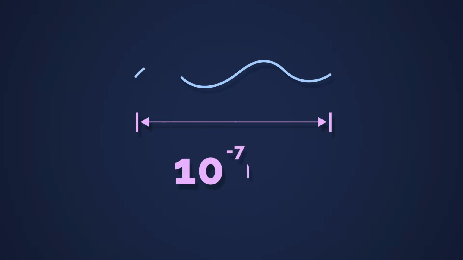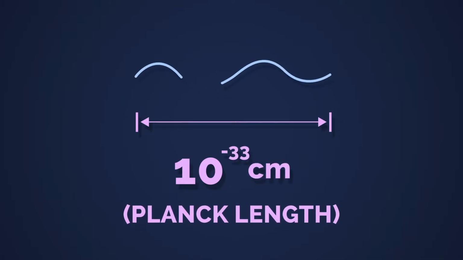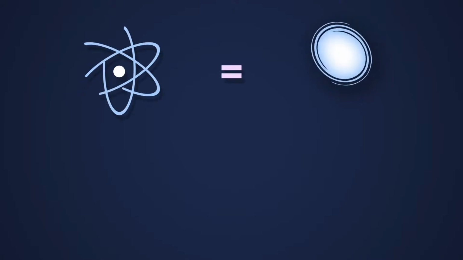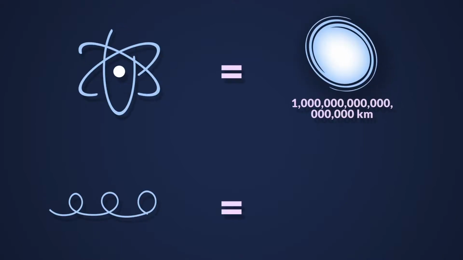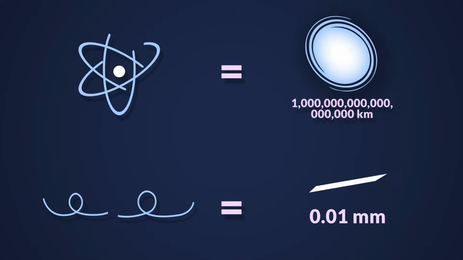So how come we have never seen those tiny strings through a microscope? Well, that is because the strings are so tiny that no microscope is powerful enough to see them. A length of a typical string is 10 to the negative 33 centimeters. That distance is known as the Planck length. If an atom were the size of the Milky Way galaxy, then a string would be the same length as the thickness of a piece of paper.